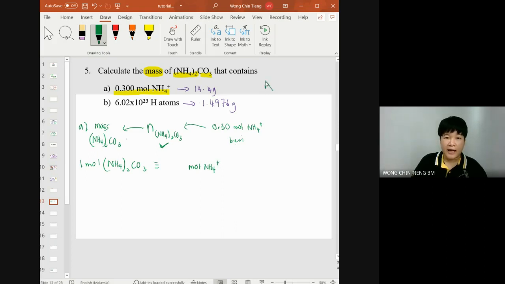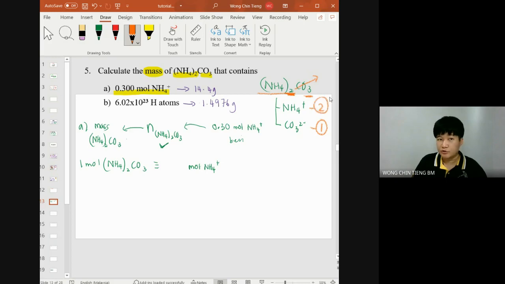Tengok. (NH4)2CO3. So, saya akan hasilkan NH4 plus. Saya akan hasilkan CO3 2 minus. Bawa naik. Betul. So, daripada soalan, NH4 2, CO3 2 minus. CO3 akan ada 1, NH4 akan ada 2. Setuju setakat ni? Okay, yes. So, 1 mole of your ammonium carbonate will give rise of 2 mole of ammonium ion.